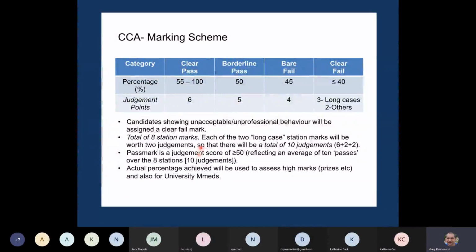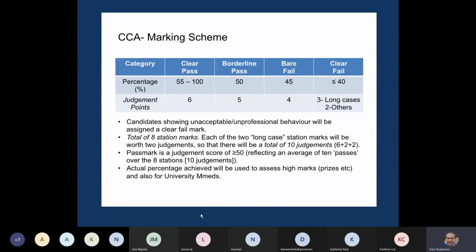Overall, you have 8 stations, but the long cases count double. So altogether, the maximum you can get is 60 judgment points, if you get clear passes on all of them, and you need to get at least 50 judgment points in order to pass the clinical component. And so what you can see is you can compensate for a bare fail with a clear pass, but if you get a clear fail in a long case, you can compensate for that with 2 clear passes, and the same again, because of how the mathematics works, roughly the same with the other cases.